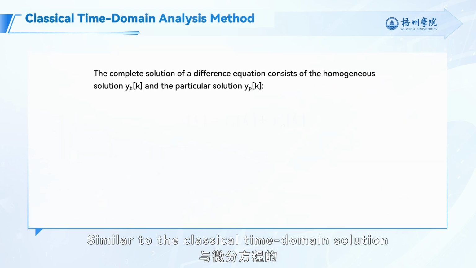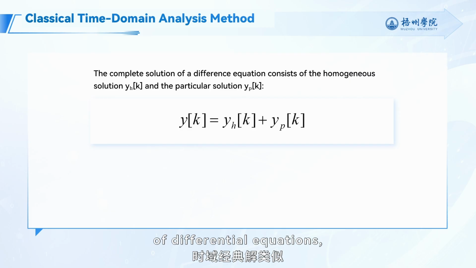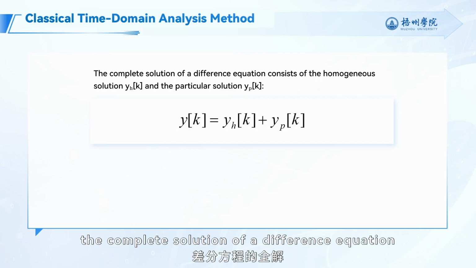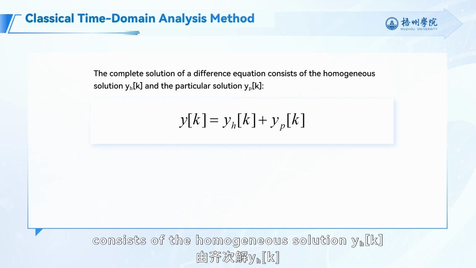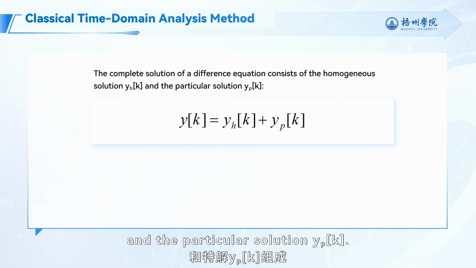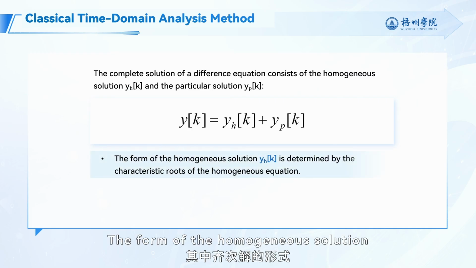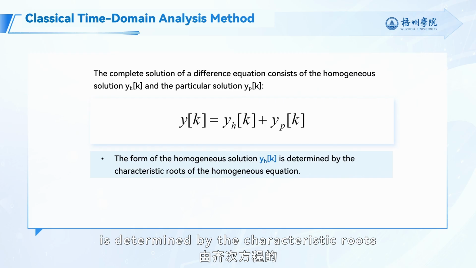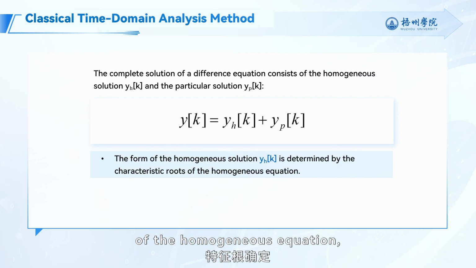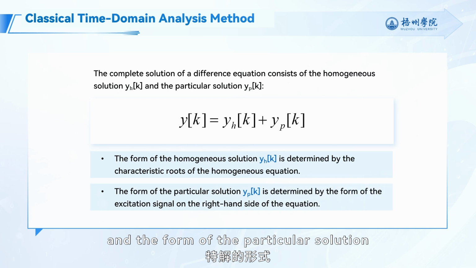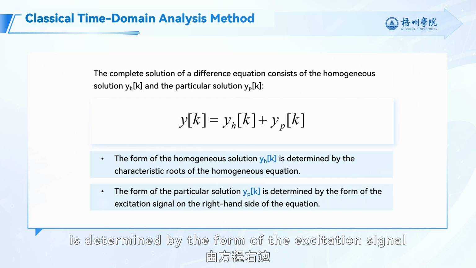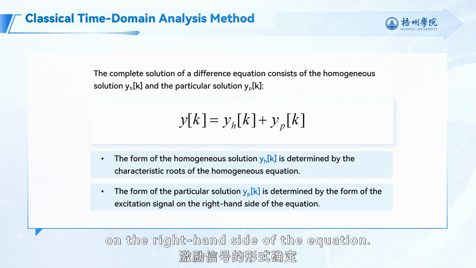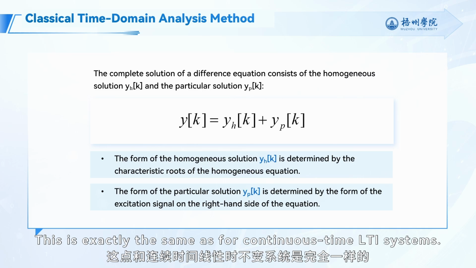Similar to the classical time-domain solution of differential equations, the complete solution of a difference equation consists of the homogeneous solution y sub h of k and the particular solution y sub p of k. The form of the homogeneous solution is determined by the characteristic roots of the homogeneous equation, and the form of the particular solution is determined by the form of the excitation signal on the right-hand side of the equation. This is exactly the same as for continuous time LTI systems.